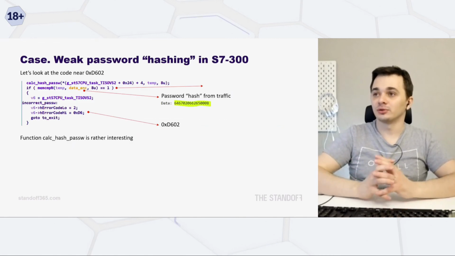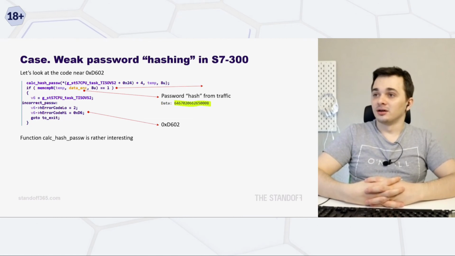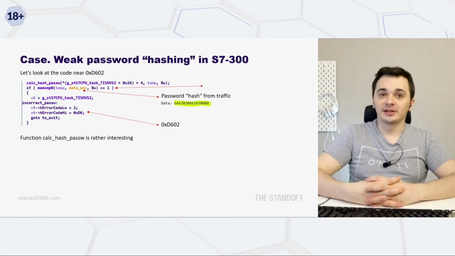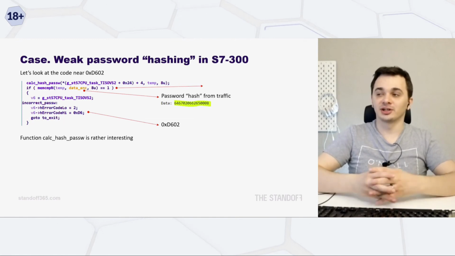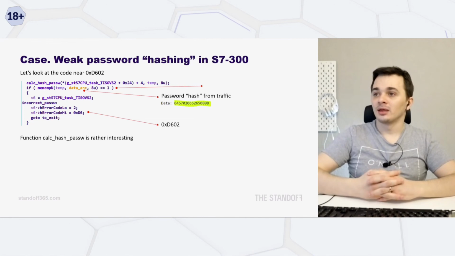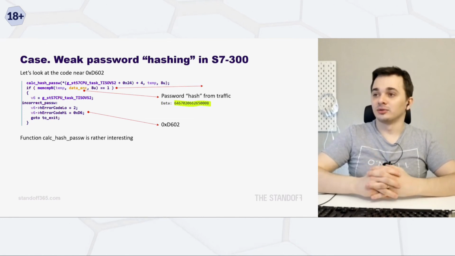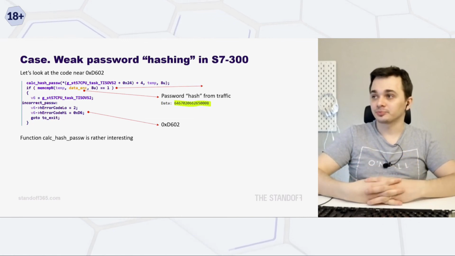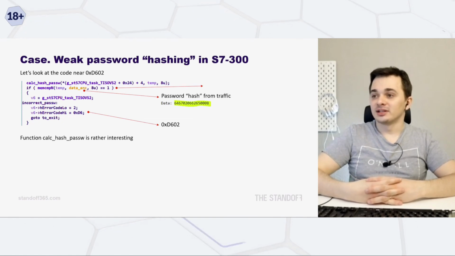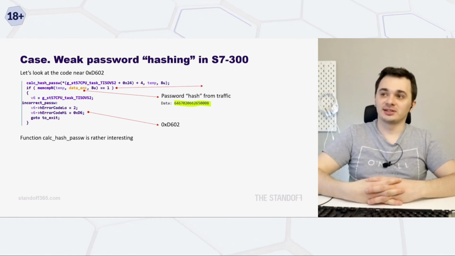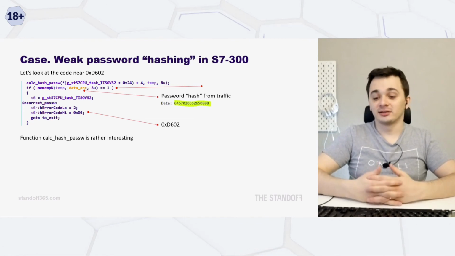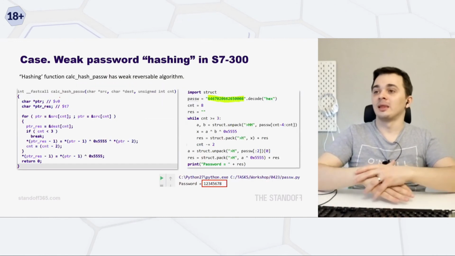If we study it in more detail, we will see that this firmware transfers the quote-unquote password hash. And if the quote-unquote hash matches the original one, fine; if it doesn't, it generates an error code. Here you can also see a function called calc hash passive, which is the one we are primarily interested in.